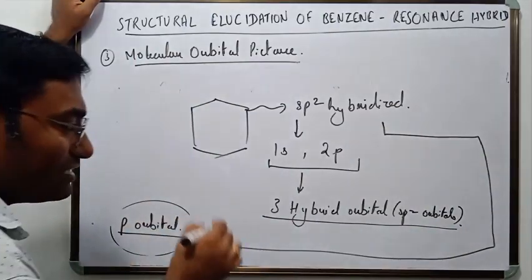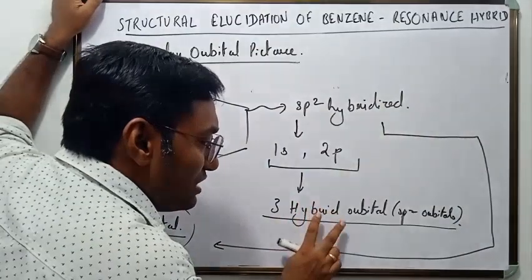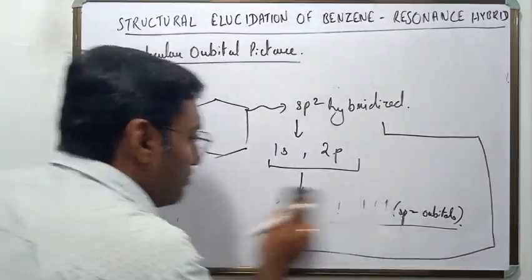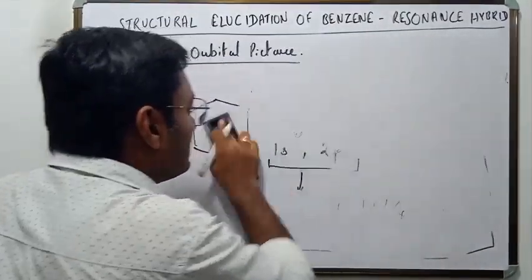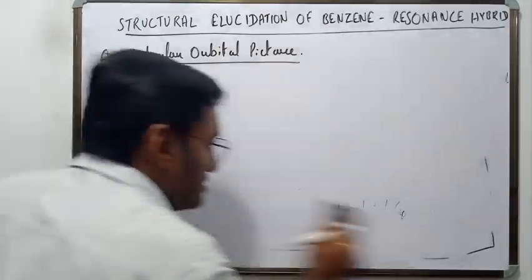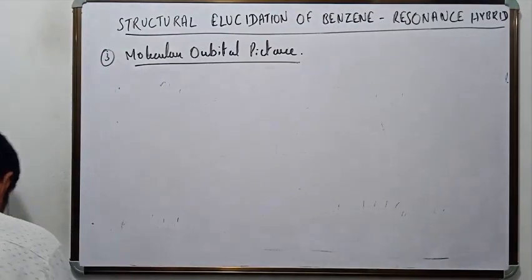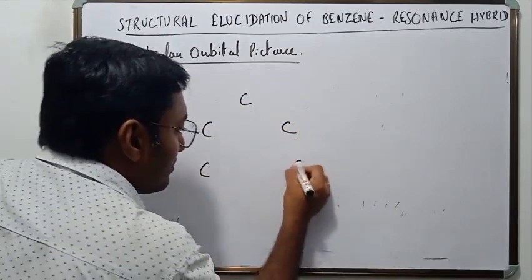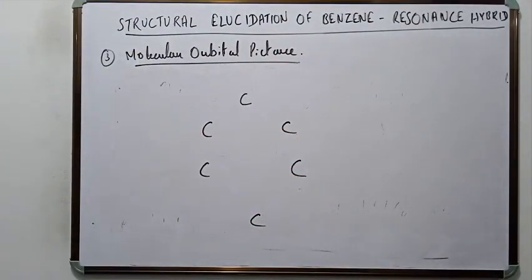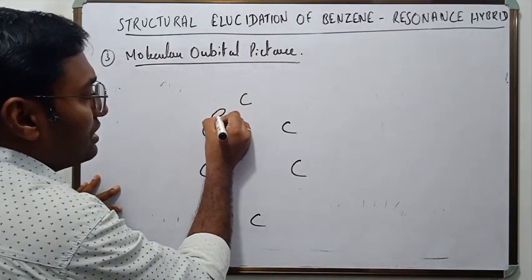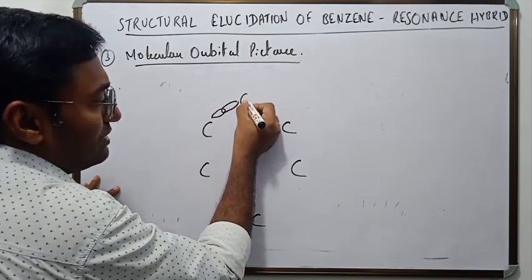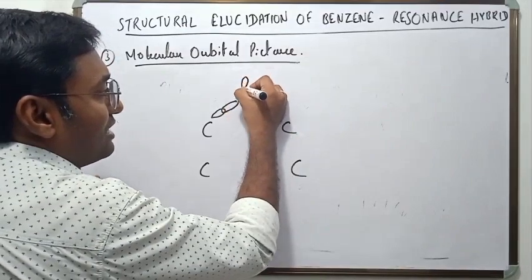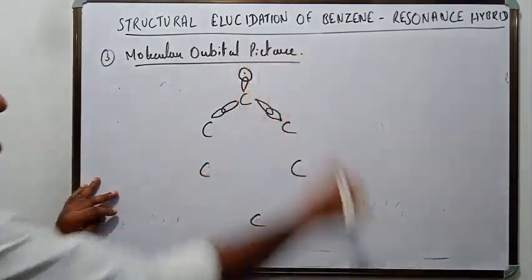Let us first give an account of what is happening to the 3 hybrid sp2 orbitals. So here is the carbon. Let us draw the benzene like this. Fine. Now, 3 sp2, this is the first one. Let us see for this carbon only. This is the second one and the third one. You got it? Yes, I hope you got it.